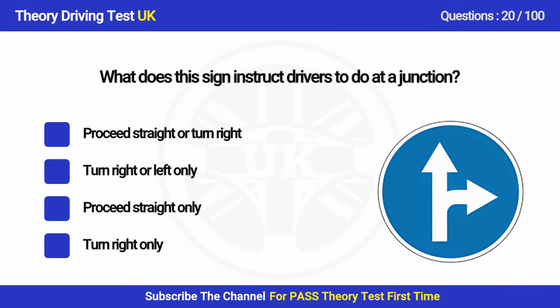Question 20. What does this sign instruct drivers to do at a junction? A. Proceed straight or turn right. B. Turn right or left only. C. Proceed straight only. D. Turn right only.